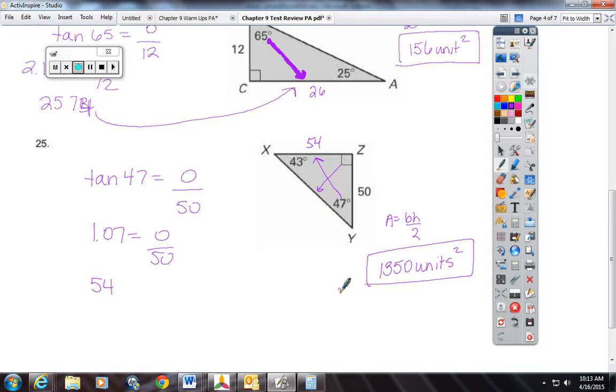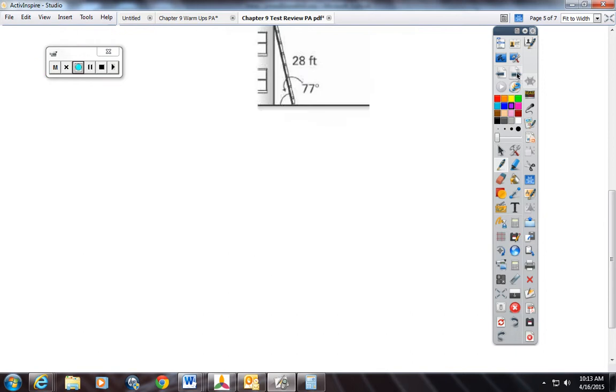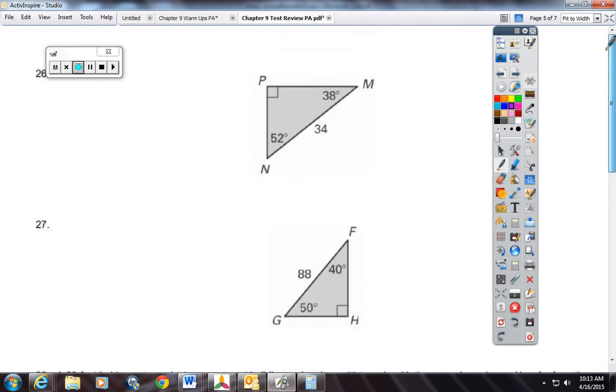So the adjacent, it can't be the hypotenuse, right? Okay, so I'm going to do this one, and then you guys are going to be left to do the other one by yourself. Okay? All right. 27. We know the hypotenuse. That isn't going to help us find the area in this case. Well, it is in a roundabout way, but we need to find the base and the height. So we're going to have to use two different trig functions here, or ratios, in order to find these two sides. Okay, so let's look at this angle measure right here.